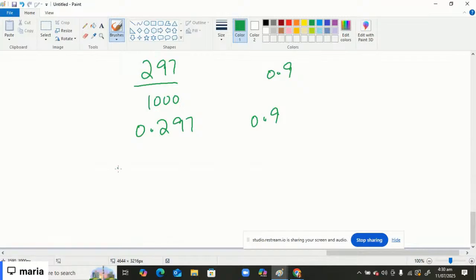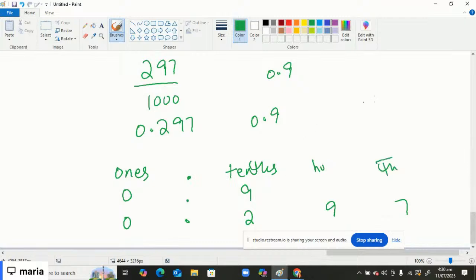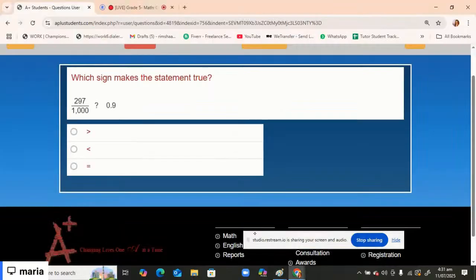But when we see it using the place value chart, the ones place is 0 for both, they are the same. But in the second one, the tenths digit is 9, while here it's 2. Then the hundredths place, then thousandths. When we check the first digit, these are the same, but when we check the next digit, 9 is greater. So it means that 0.9 is greater as compared to 0.297. So 0.9 is greater as compared to the other.